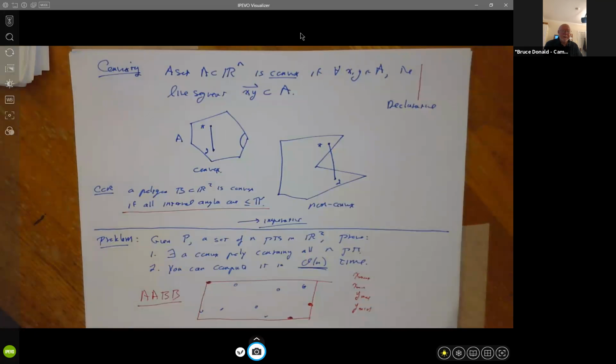We found a convex polygon. It's very simple. It happens to be simply a rectangle, and we can compute it in linear time given these points. So that's pretty neat. And it's optimal, which is really great.